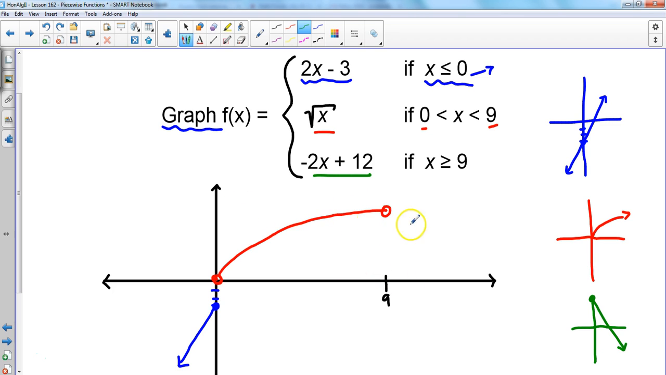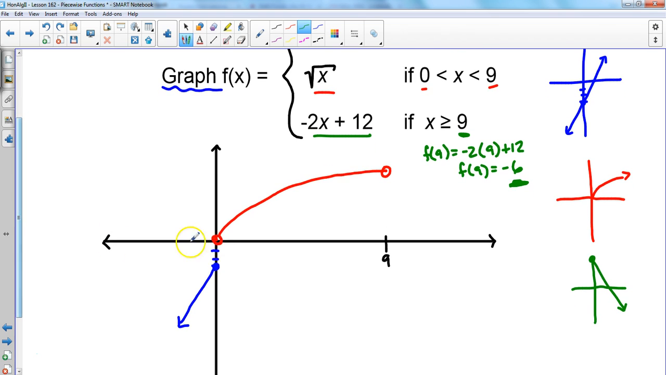And so what I need to figure out is, what does my graph look like at 9? When I plug in 9, or in other words, evaluate f of 9. So if I plug in 9, I'm going to get negative 2 times 9 plus 12. So f of 9 equals negative 18 plus 12, which is negative 6. And so at 9, I need to start my graph at a y value of negative 6. So I'm going to go down here.